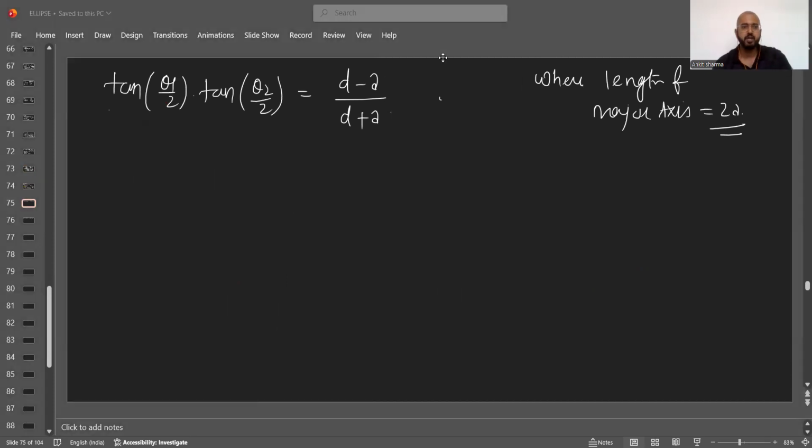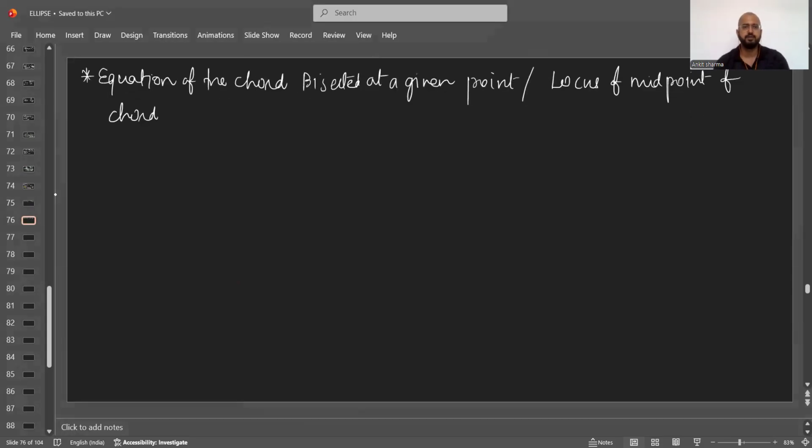Now, coming to the next part. In today's class, we'll find the equation of a chord bisected at a given point, or the locus of midpoints of chords. So the locus of midpoint of chord, and the equation of the chord bisected at a given point.